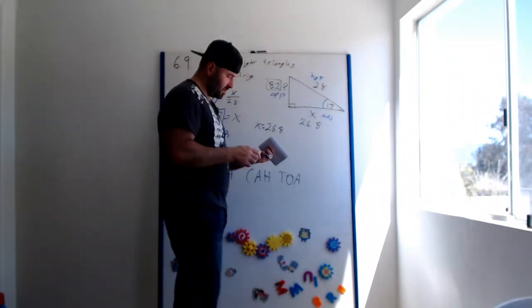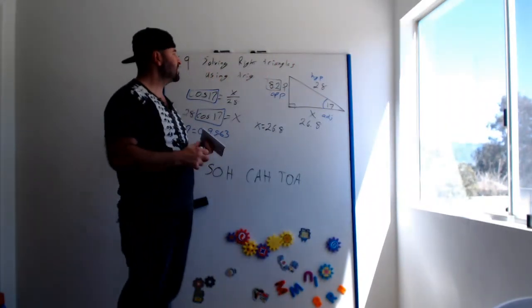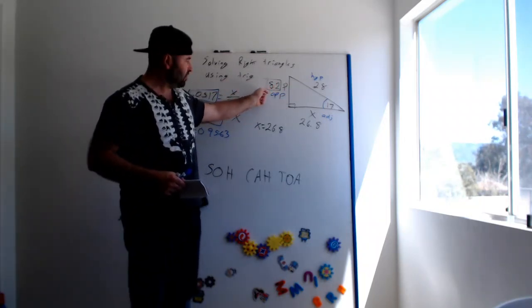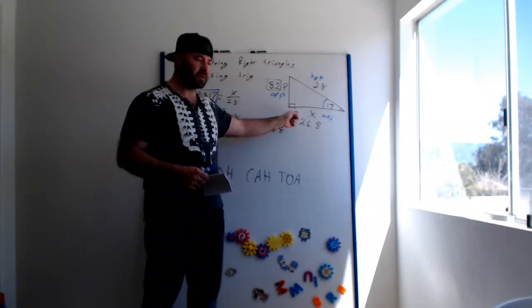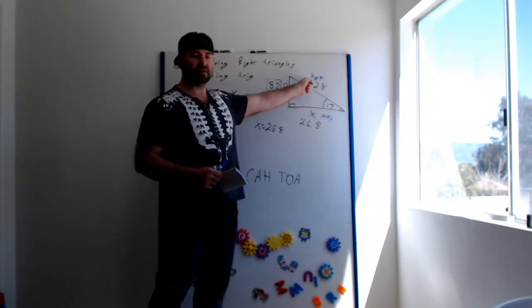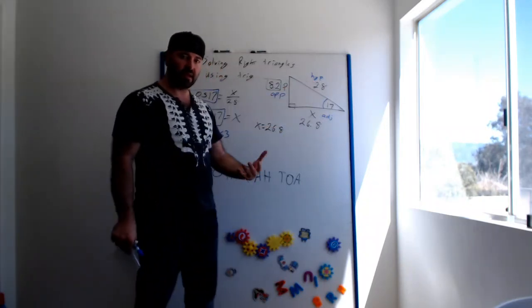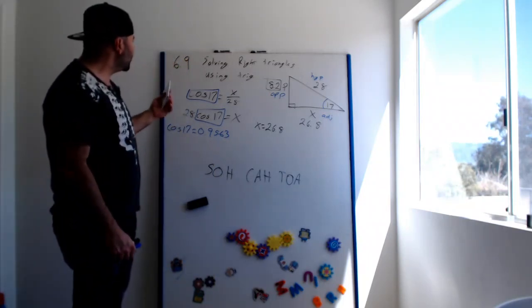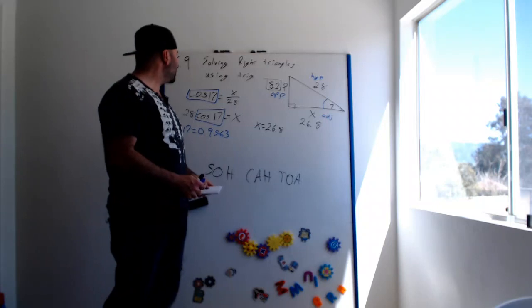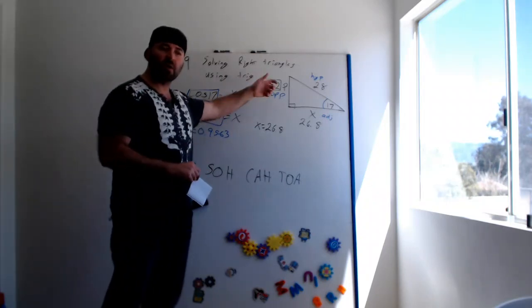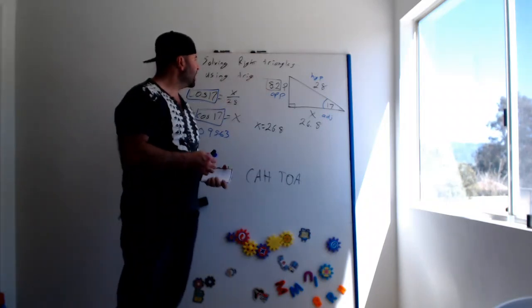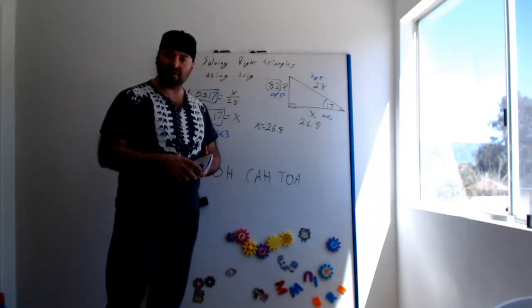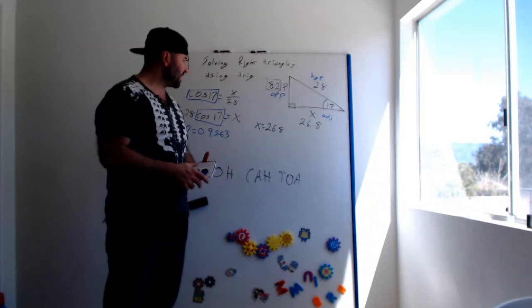Again, check, does that make sense? This is the smallest side, so it should have the smallest value. Larger leg, 26.8. Largest side of all, 28. Everything makes sense. Everything fits in there. Okay? And that is part one of section 6.9, where we have to solve for an unknown side length, given an angle in the right triangle using trig.